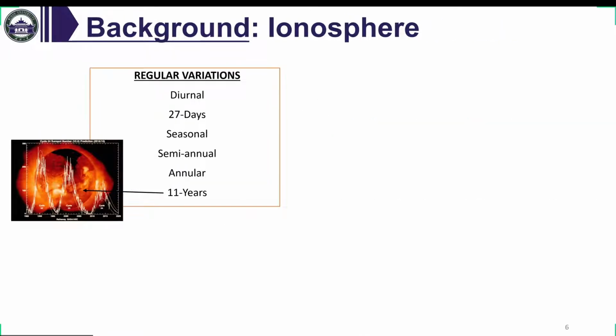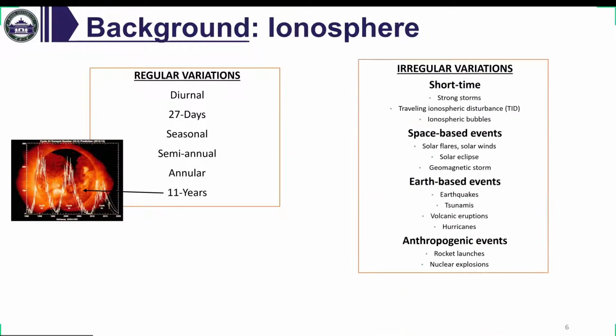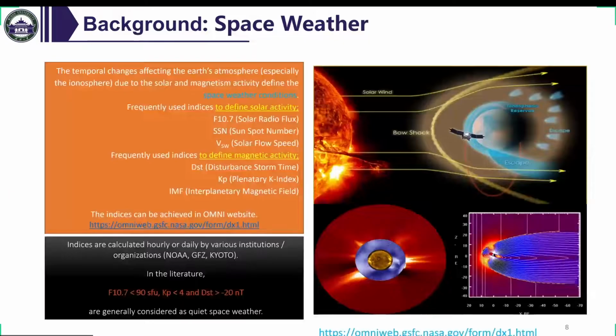The variation or disturbance in the ionosphere can be categorized into regular variation, which can be pre-modeled in advance, seasonally, annually, or every 11 years. The other kind we focus on is irregular variation, which can't be pre-modeled right now. It is associated with different events like natural events, earthquakes, tsunamis, or typhoons, and also man-made events like rocket launches and nuclear explosions.